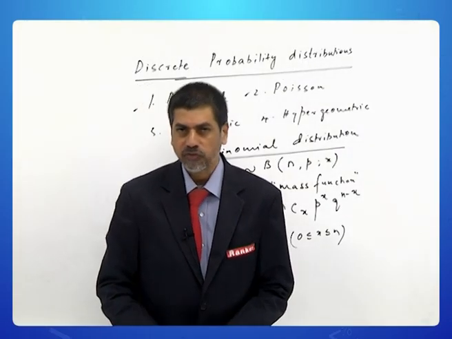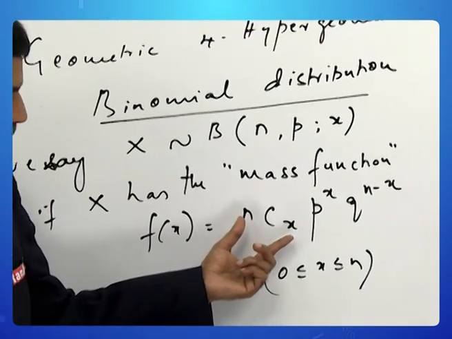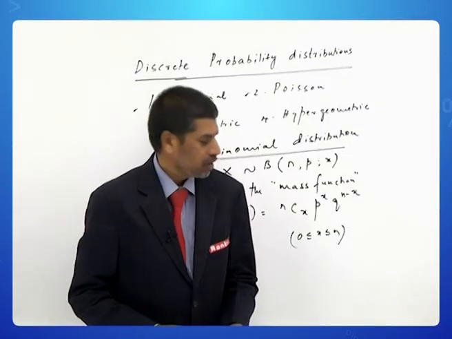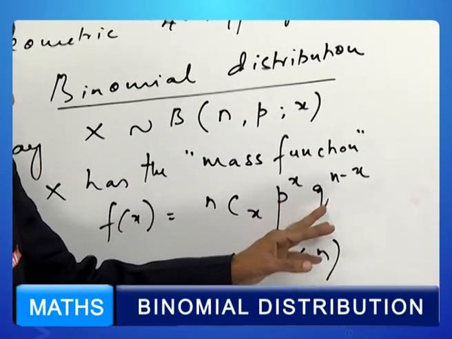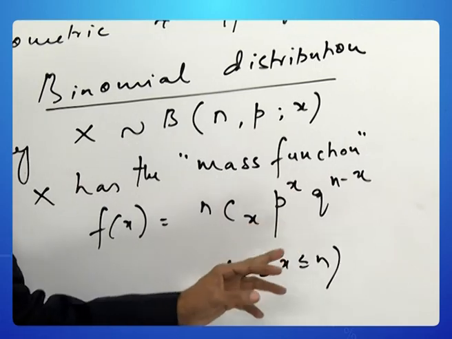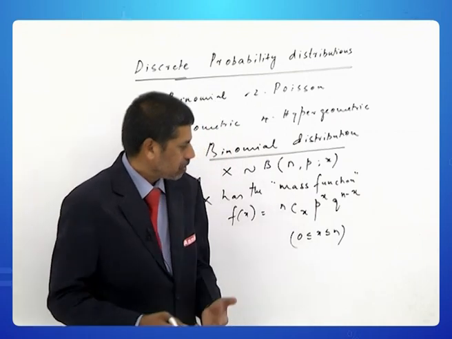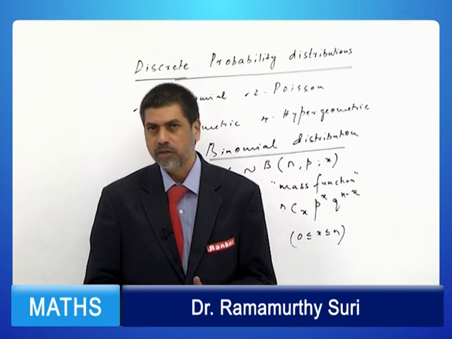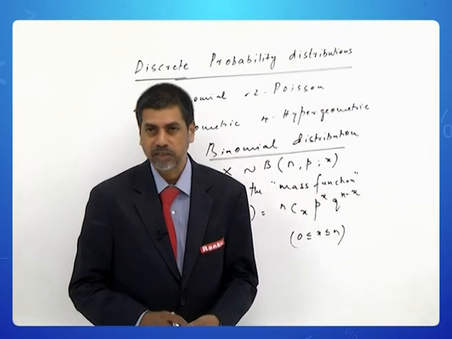Now the design of this mass function is very simple. nCx stands for the number of combinations of getting x successes out of n trials. And because we are having p successes, therefore q is the probability of failure, p is the probability of success. So x successes is estimated by p power x and n minus x failures is covered by q power n minus x. Because the trials are all independent, therefore the mass function can be easily designed like this.